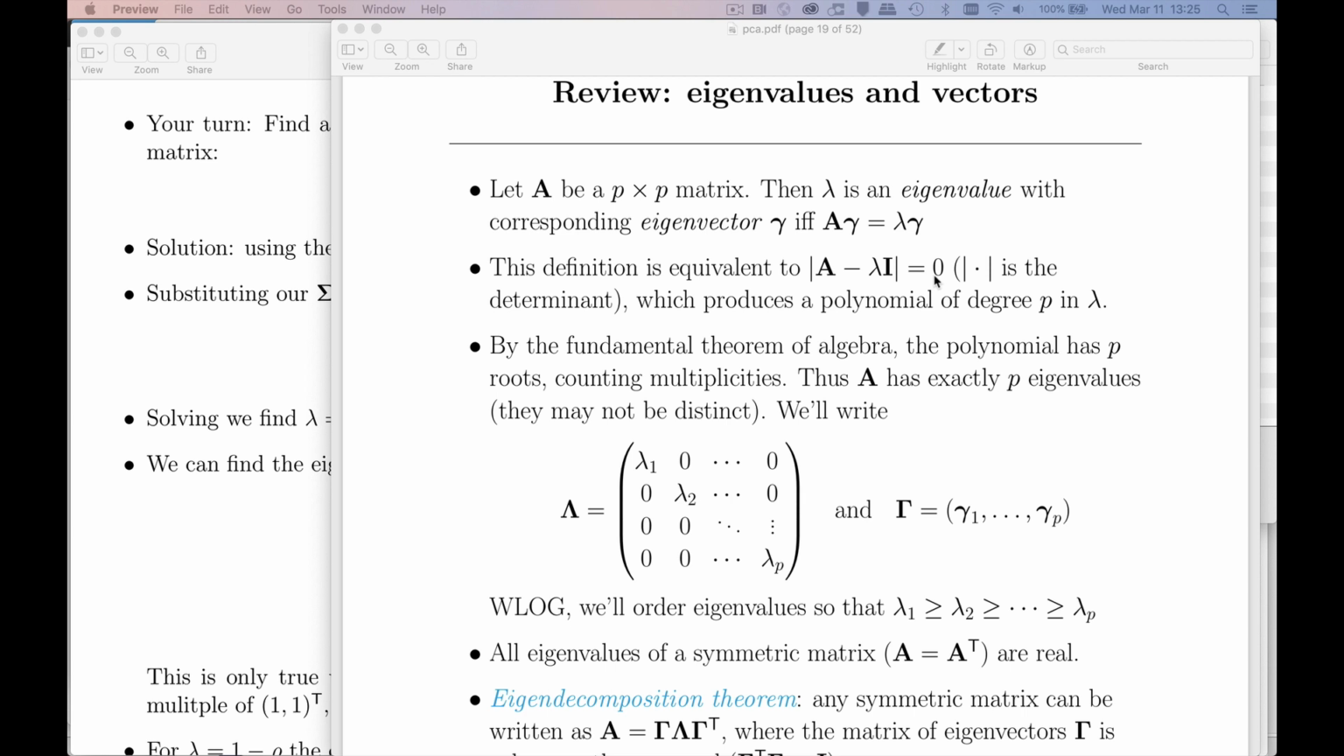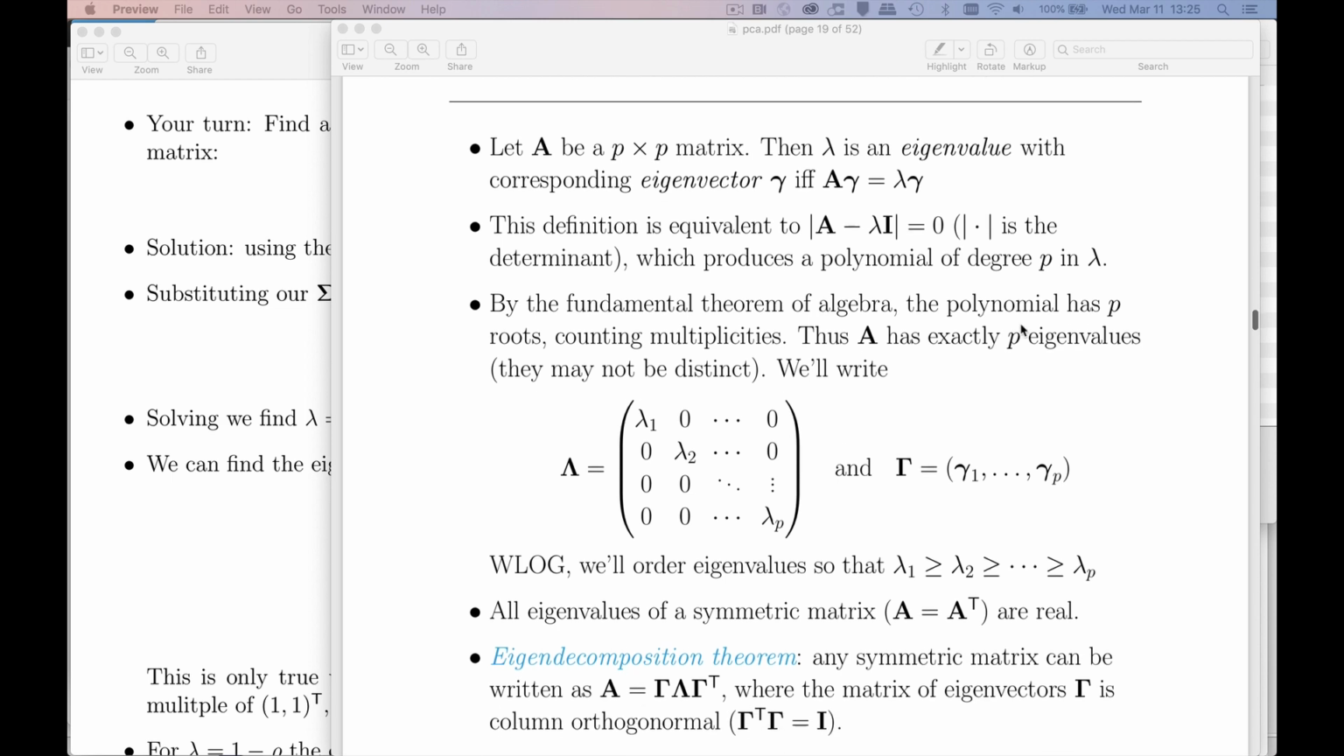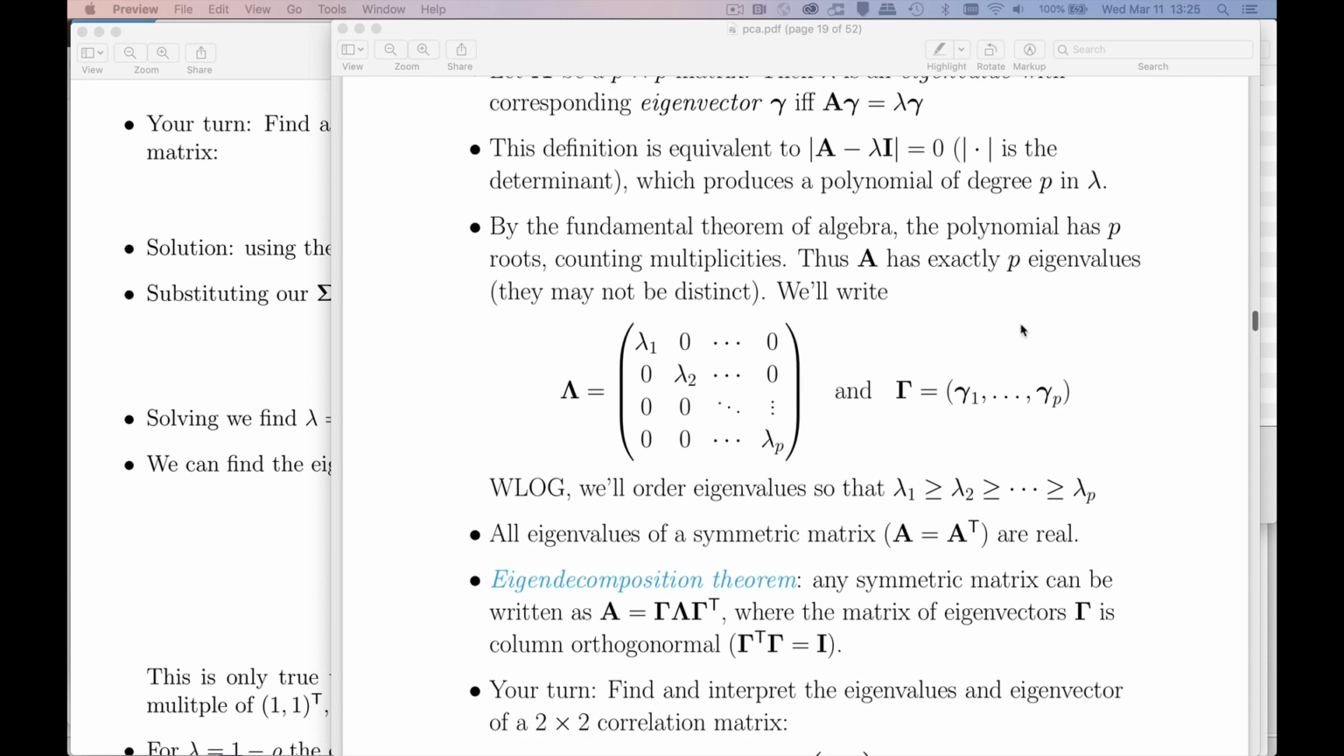Now, this is going to produce a polynomial of degree p in lambda. I'm going to illustrate this in a minute with an example, so just hold on.